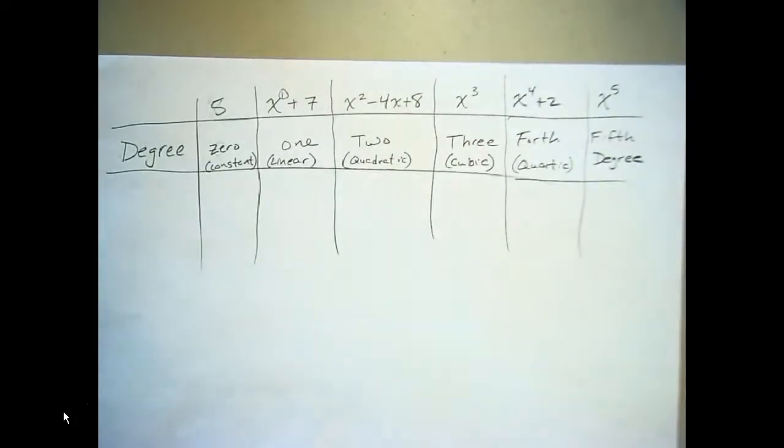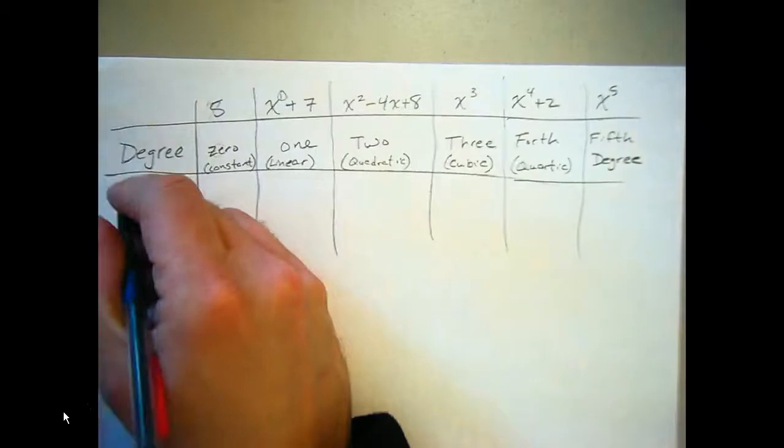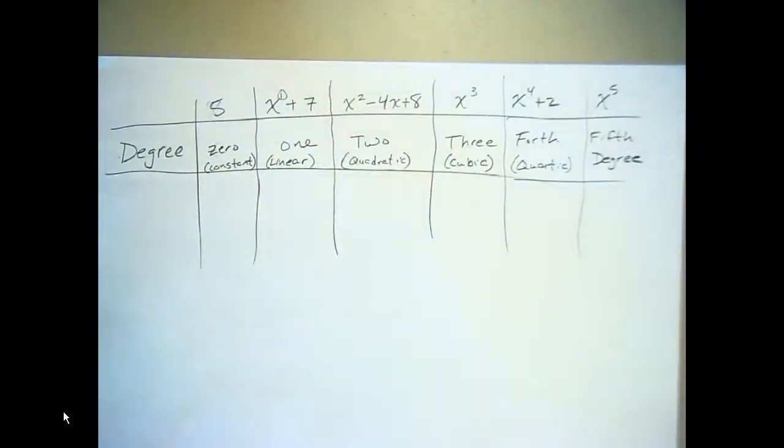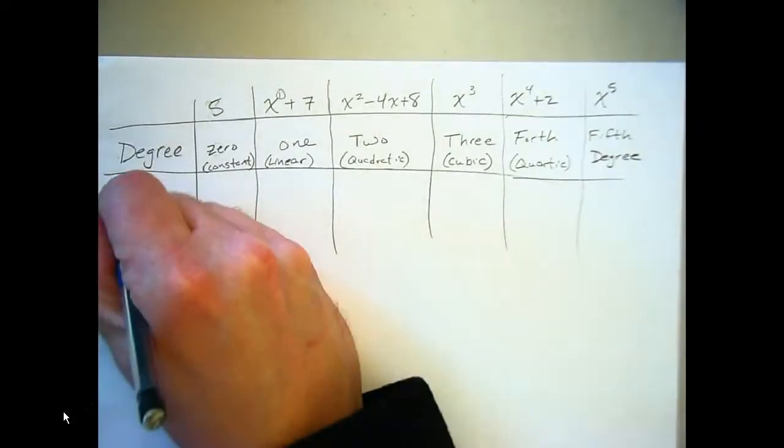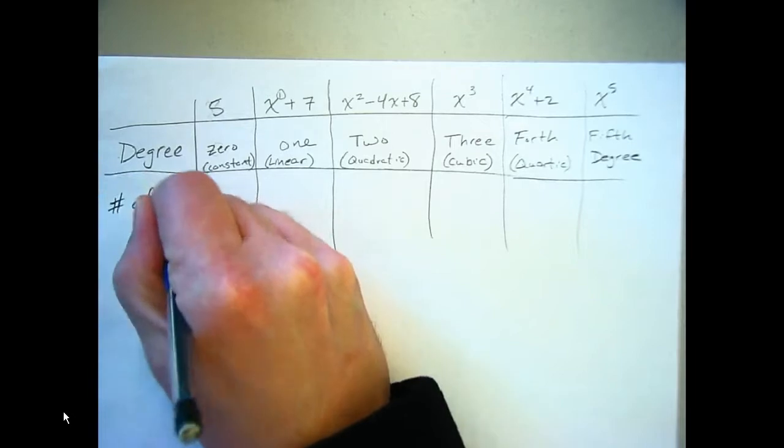Okay, so you classify by degree. You also classify by the number of terms. It could be quintic, actually. Yeah, it could. But we're not going to classify anything else then. Okay, number of terms.